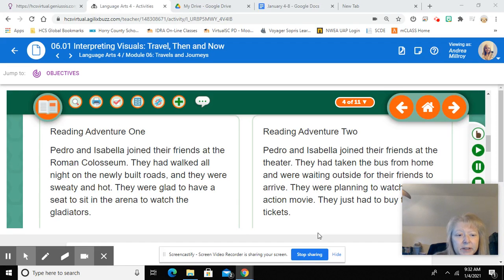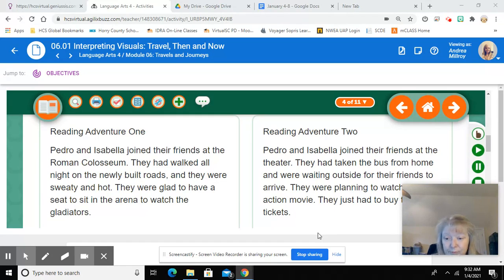Reading Adventure 1. Pedro and Isabella joined their friends at the Roman Colosseum. They had walked all night on the newly built roads, and they were sweaty and hot. They were glad to have a seat to sit in the arena to watch the gladiators.